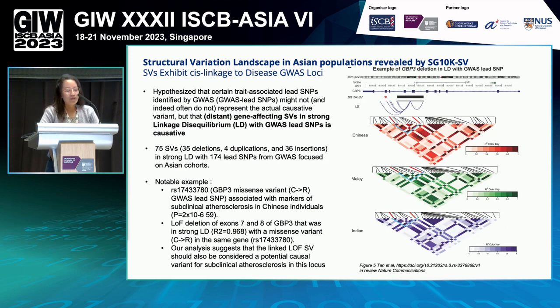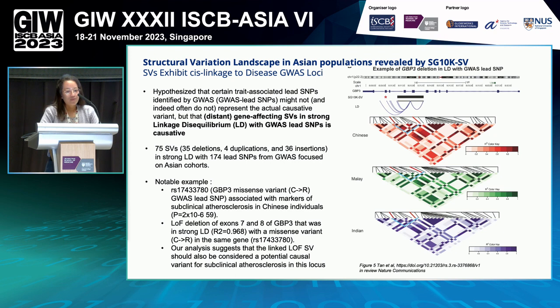Lastly, we also try to identify structural variations that are in linkage disequilibrium with GWAS lead SNPs. We hypothesized that some of the GWAS lead SNPs that we see in all the GWAS studies associated with certain traits may not be the causative variants, and the causative variant might actually be an SV that is in strong linkage disequilibrium with these SNPs.